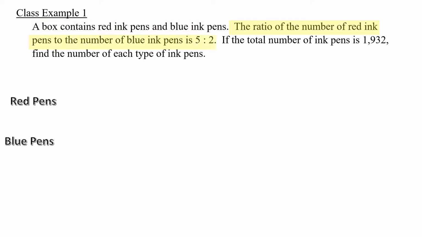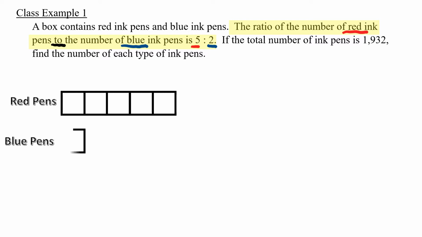Now it says the ratio of the number of red ink to blue ink is 5:2. So that means the red ink needs 5 units. So you want to draw 5 equal sized boxes, and the 2 would be 2 equal sized boxes for the blue. So that is what a 5:2 ratio looks like when you're drawing a comparison model. Because ratios make everything into equal parts, then I have 5 parts to 2 parts and they're all the same size. So there's my comparison model for the 5:2 ratio.